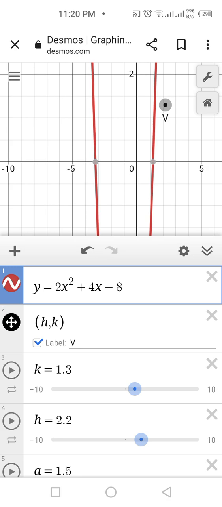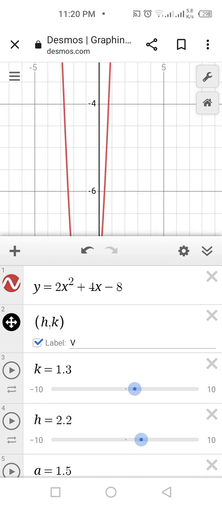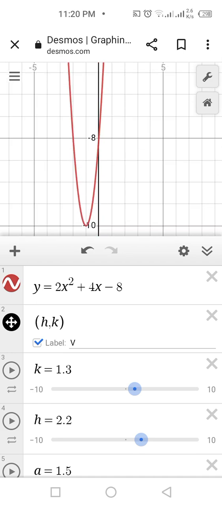So you can see this is the graph of the curve and you can make it easily. I hope you understand easily and you can make this graph.